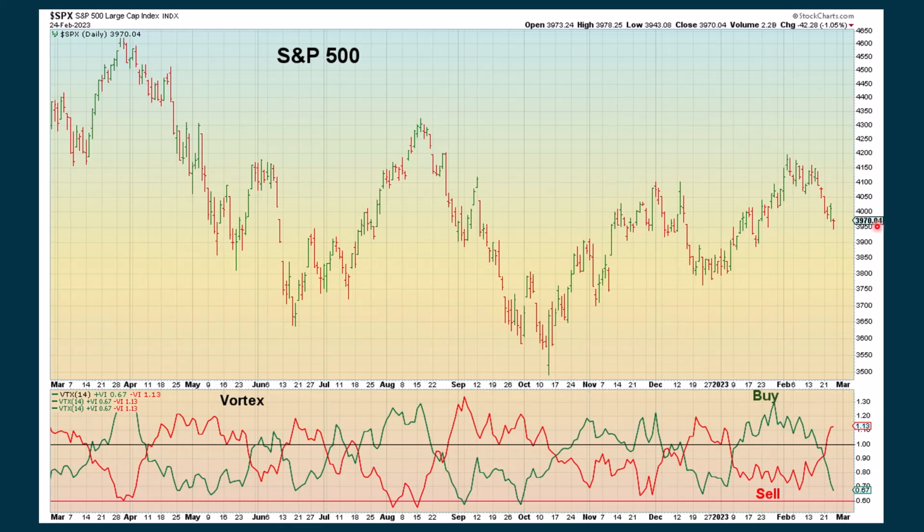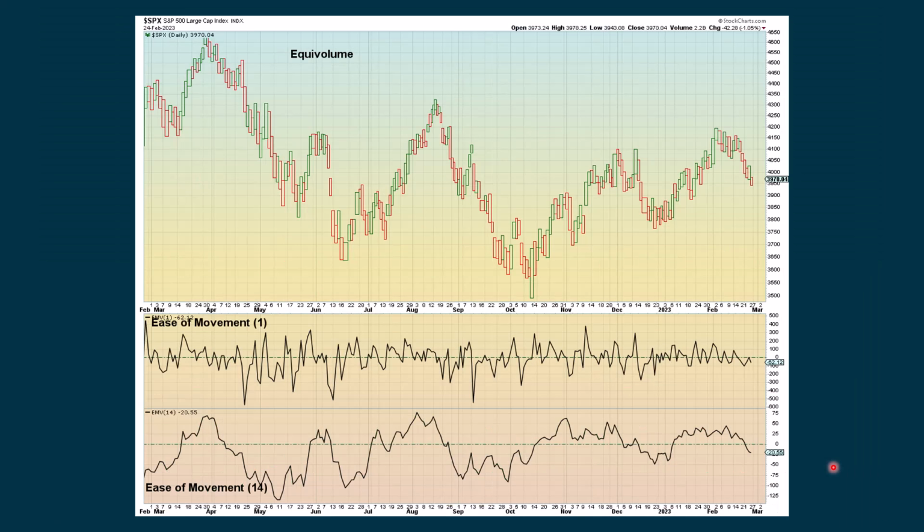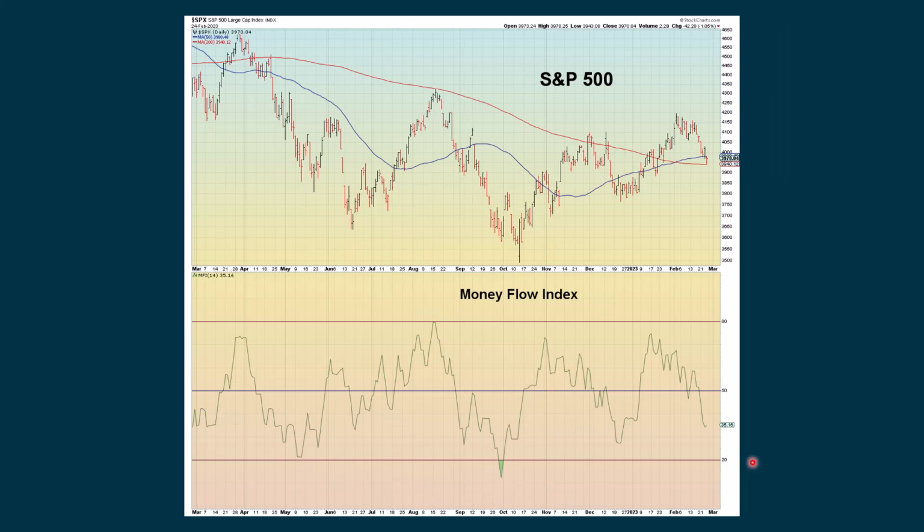The vortex also had a change a few days ago where the red line is going above the green line. That is more negative. Ease of movement, just going back one day. Don't really pay attention to that one too much. Going back 14 periods, we drop below the zero line and we are negative. Money flow index is another oscillator that we use. When we're below 50, that's negative. Well, we are below 50 and declining, even though we ticked up slightly after Friday's session.